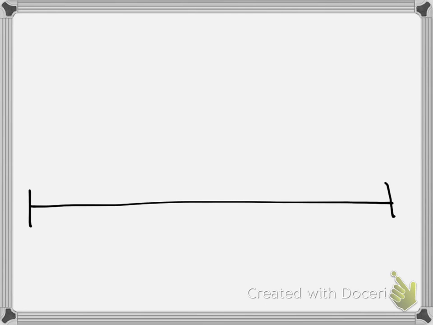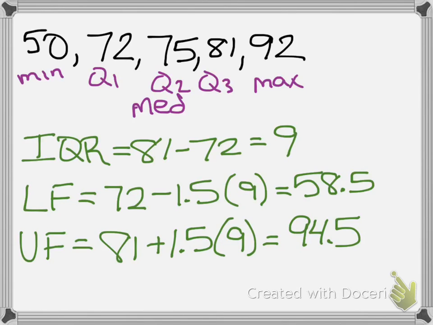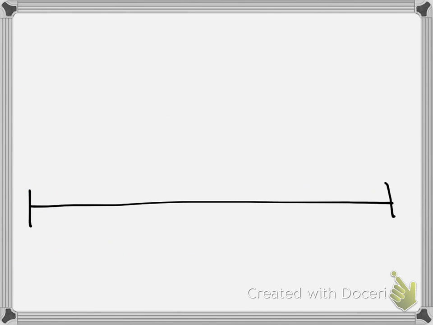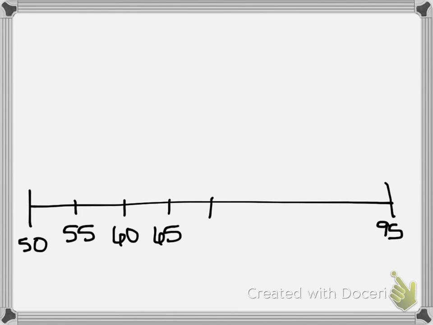Okay, so it needs to be at least as wide or at least as long as the range of our data set. So our data set starts at 50 and ends at 92. So it needs to start at least at 50 and it needs to go up to at least 92. So I'm going to label this up to 95 so I can go by 5s, because that's a lot easier to label. Okay, so 50, 55, 60, 65, 70. Make sure these are evenly spaced out.